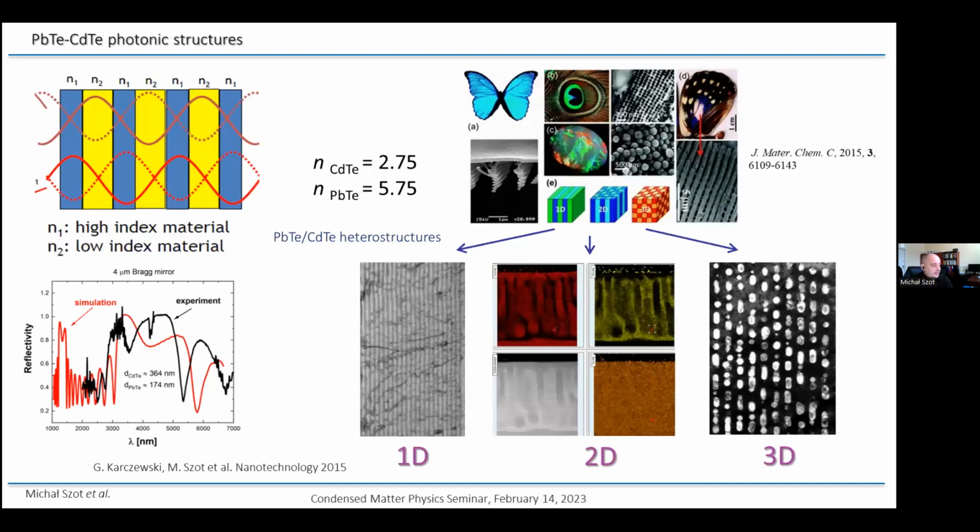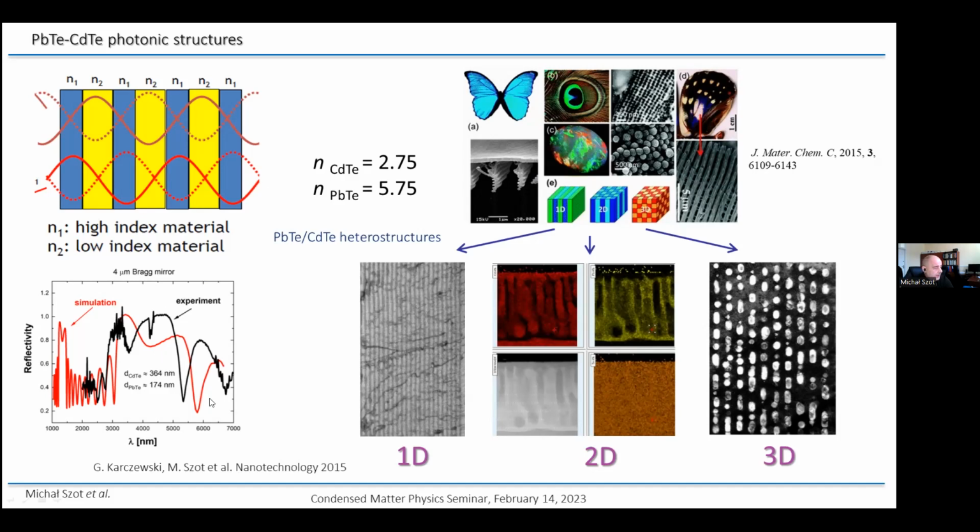To finish with optics, I cannot fail to mention the photonic effects, which are expected to be very strong in the case of lead telluride, cadmium telluride heterosystem, because of the big difference of refraction indexes for both materials. You know that a photonic structure is a structure with periodically changing refraction index in 1, 2, or 3 directions, but the most important at the moment is that within the lead telluride, cadmium telluride heterosystem, using molecular beam epitaxy, we can obtain all 3 kinds of photonic structures.